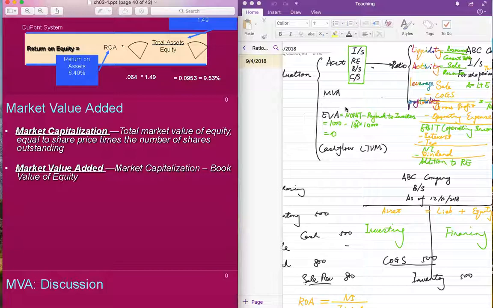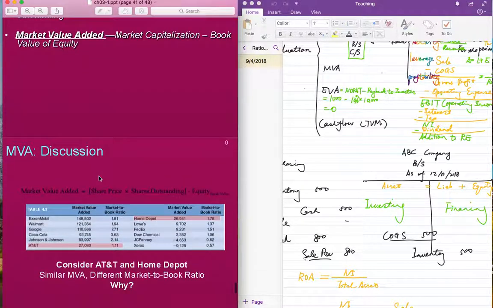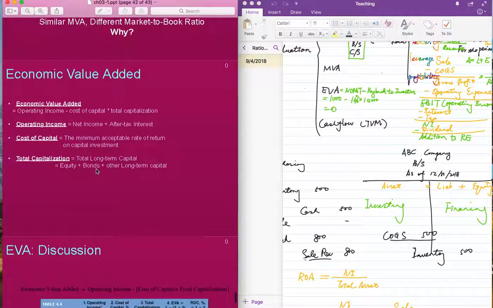Now, the next one is economic value added. For economic value added, the formula is the net operating profit after tax minus the payback to investors. Just as I told you, economic value added is a residual value calculation. It calculates the residual value this firm generated through its operation after paying back all that is required by the investors. The investors include creditors and shareholders.